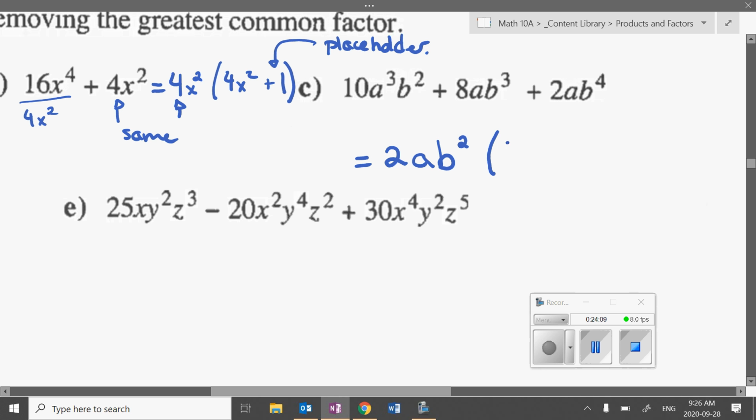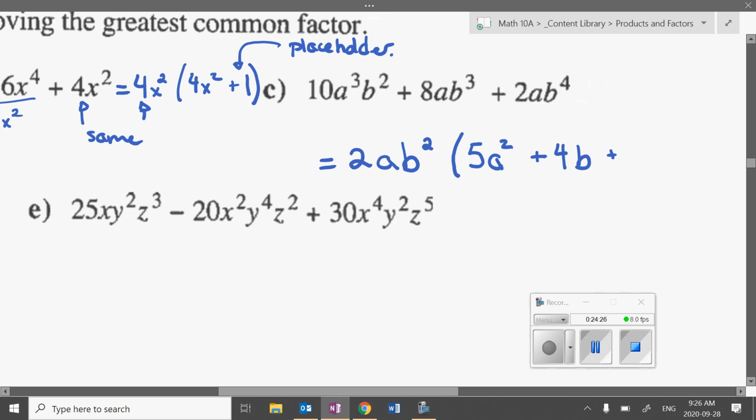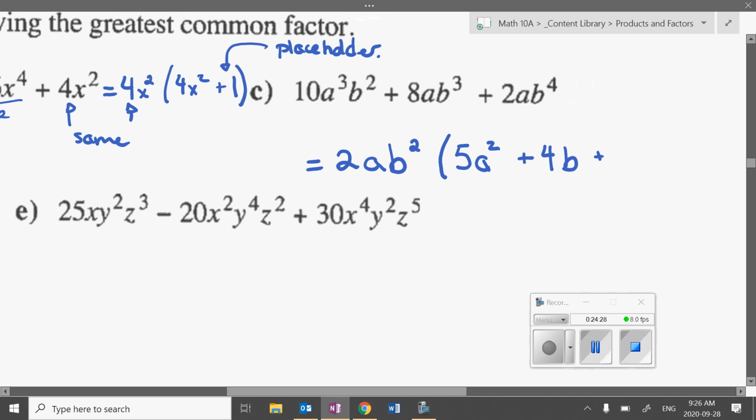10 divided by 2 is 5. A cubed divided by A leaves me 2 A's. My 2 B's I took right out of that first term. Second term, I'm going to have 4 with a B because I took that A right out. I factored it right out. My last term, the 2 I factored out, the A I factored out, leaving me with 2 B's.